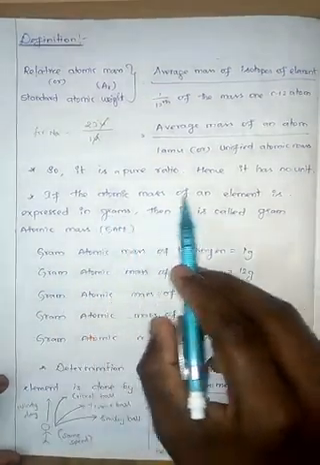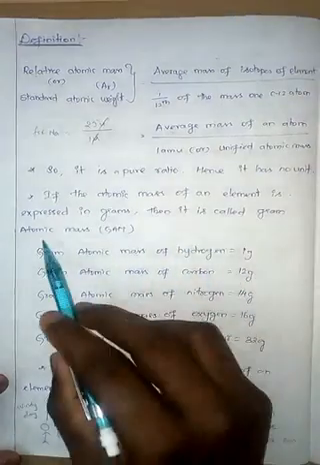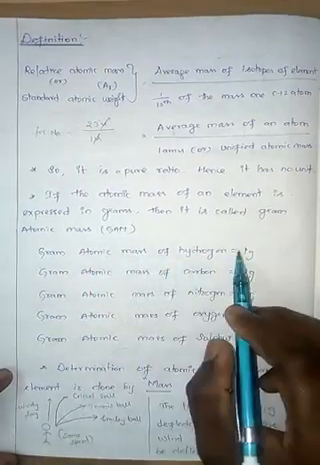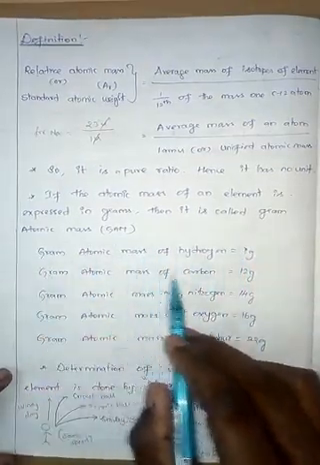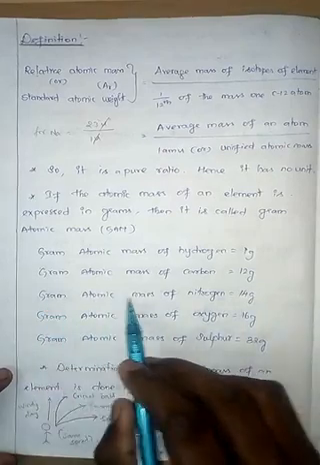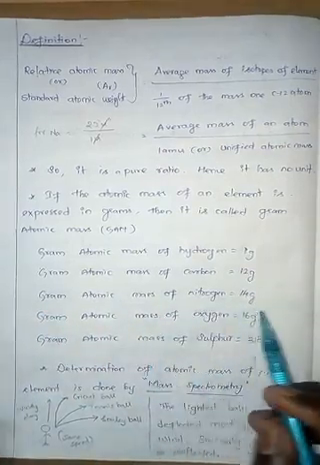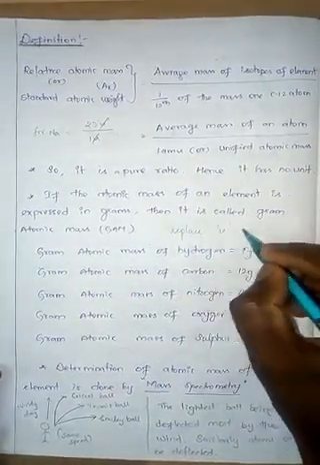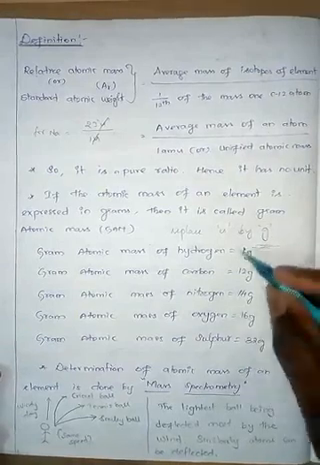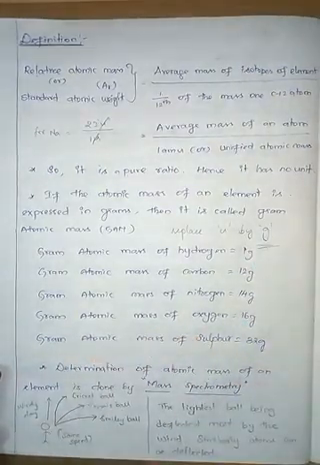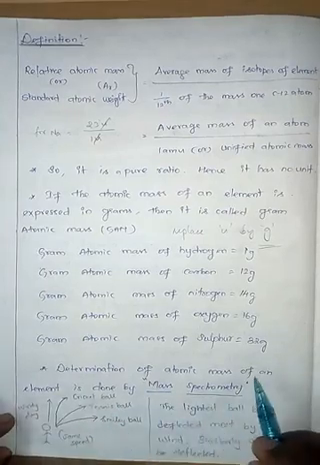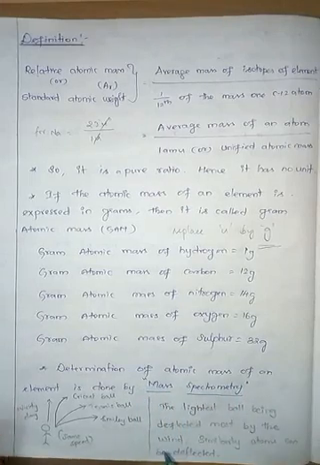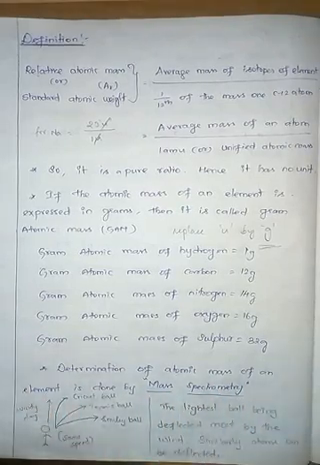If we express this relative atomic mass in grams, it is called gram atomic mass, otherwise simply GAM. The atomic mass of hydrogen is 1, so the gram atomic mass is 1 gram. The gram atomic mass of carbon is 12 grams. The gram atomic mass of nitrogen is 14 grams. It's a very simple idea. We just replace U by G, and we get the gram atomic mass. Alright. Nowadays the determination of atomic mass can be done by a method called mass spectrometry. I'll give you this idea in the next video. Thank you.